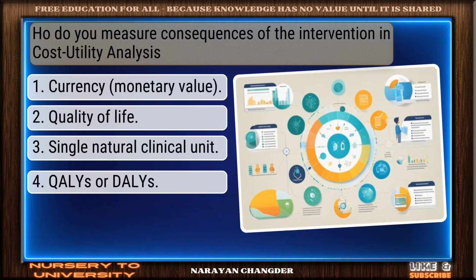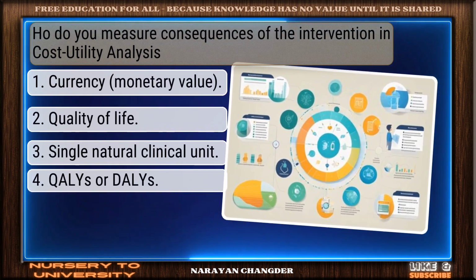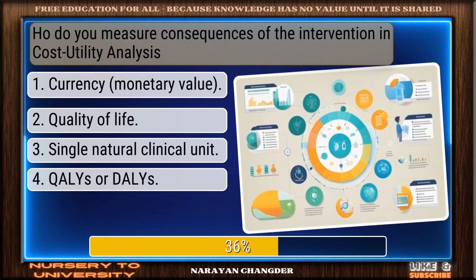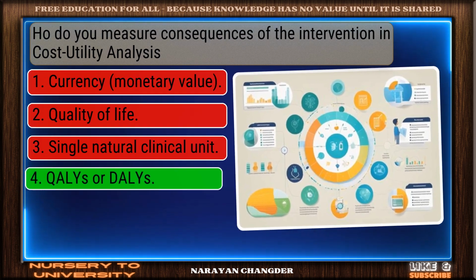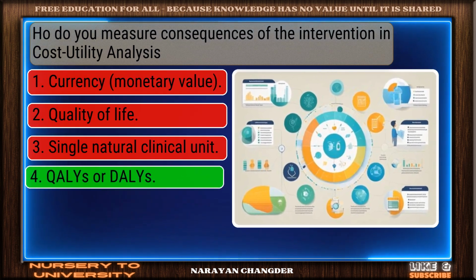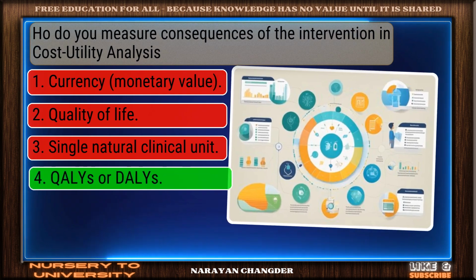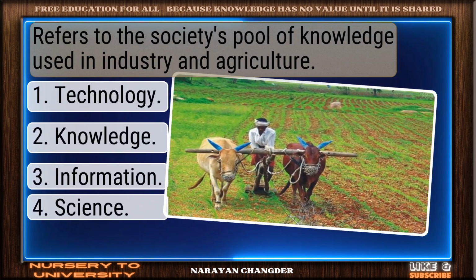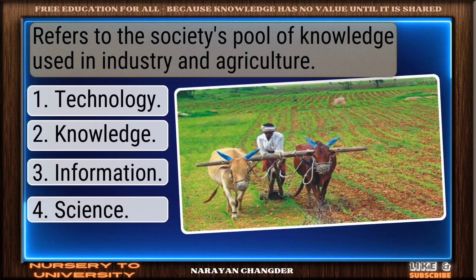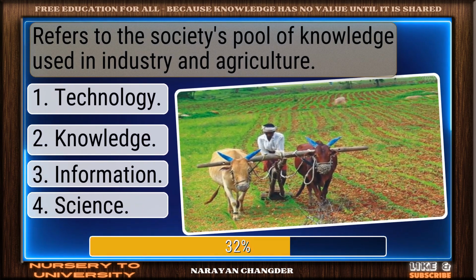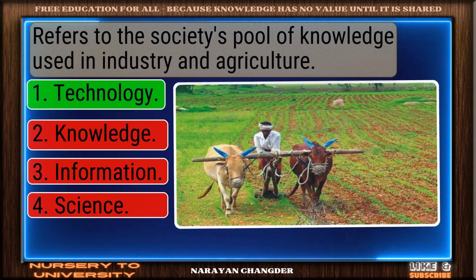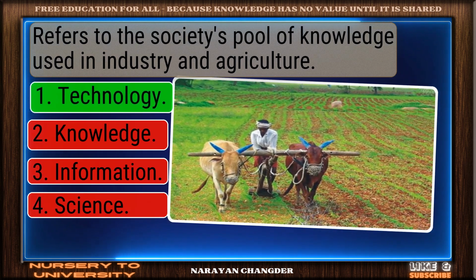How do you measure consequences of the intervention in cost-utility analysis? Well reasoned. QALYs or DALYs is the correct choice. Refers to the society's pool of knowledge used in industry and agriculture. Excellent choice. Technology is the right answer.